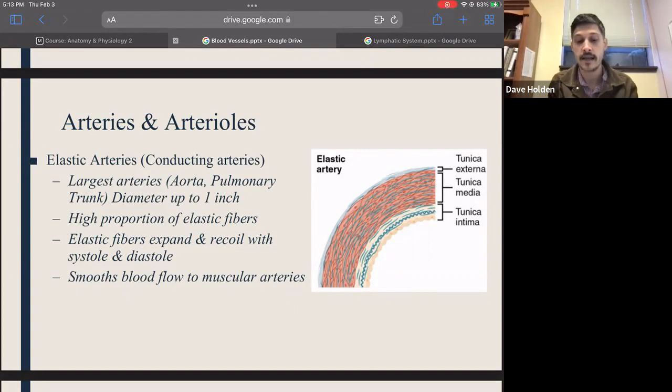This occurs in the largest arteries, specifically ones like the aorta and the pulmonary trunk. These guys measure up to 1 inch in diameter. You want a pretty realistic image of what that will look like? A quarter. They are as wide as a quarter. That is, guys, for humans, that's enormous. Like, you don't get blood vessels much bigger than that.